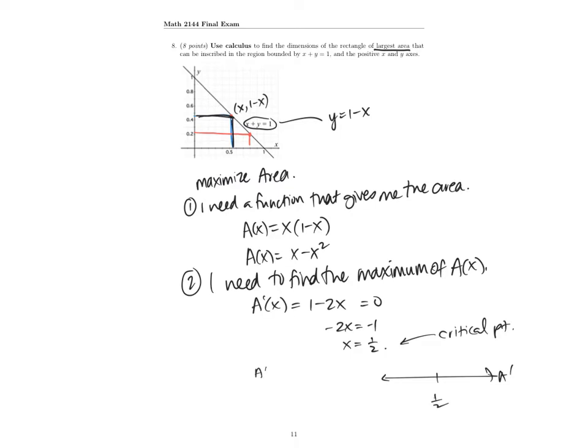So A prime of 0.75 is going to be 1 minus 2 times 0.75, which is negative 0.5. And so that's negative. And if I plug in like 0.25, I'll have 1 minus 2 times 0.25, I get something positive. So by the first derivative test, I have increasing, then decreasing. I could also do the second derivative test and see that A double prime of x is negative 2. So I know my function A of x is concave down, because it's an upside down parabola. So I know it's going to have a maximum.